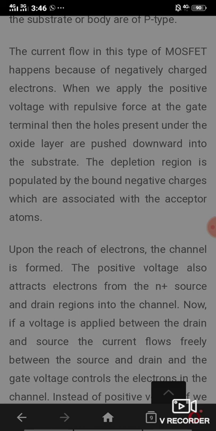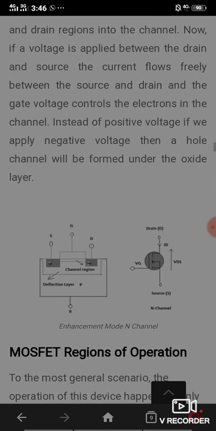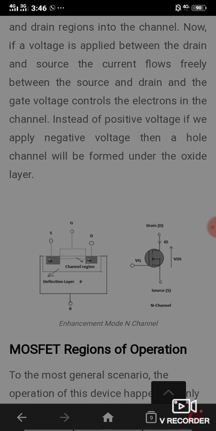Now, if a voltage is applied between drain and source, the current flows freely between the source and drain, and the gate voltage controls the electrons in the channel. This is a positive voltage. If we apply negative voltage, then a hole channel will be formed under the oxide layer.